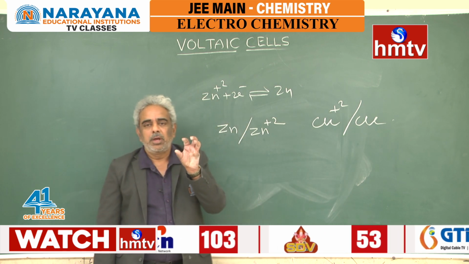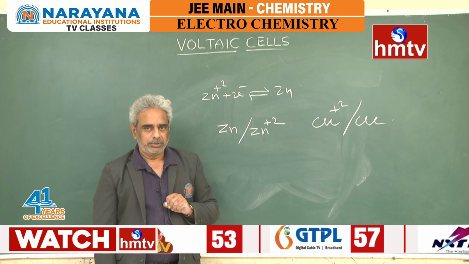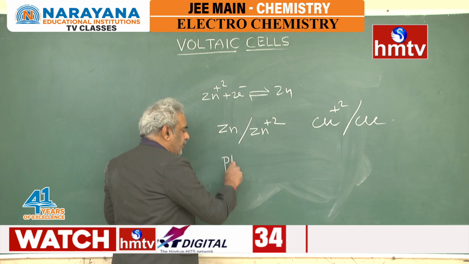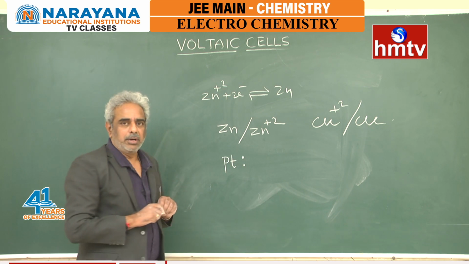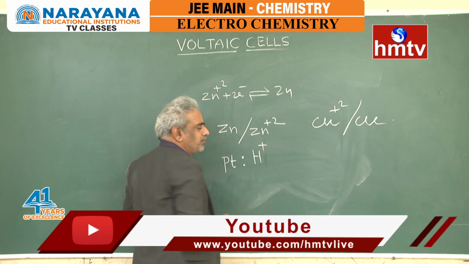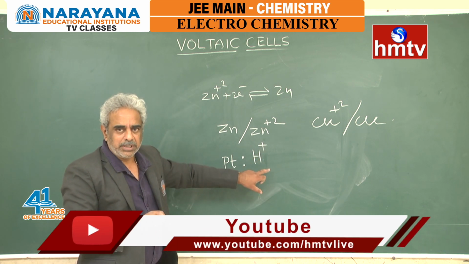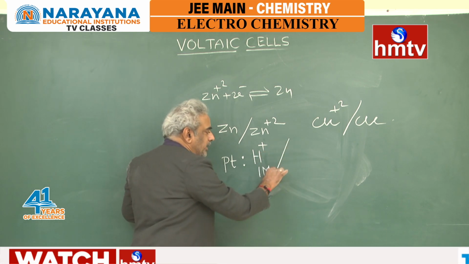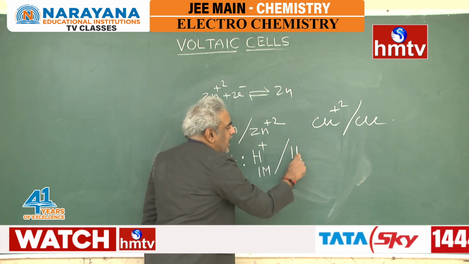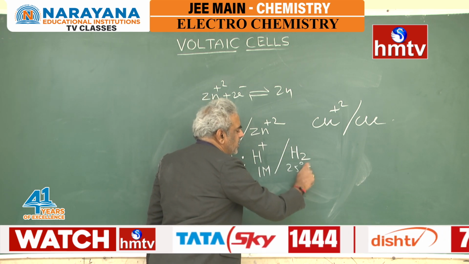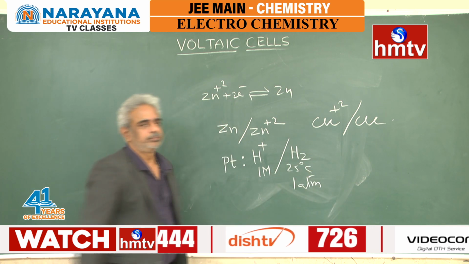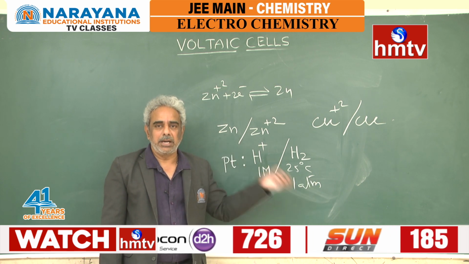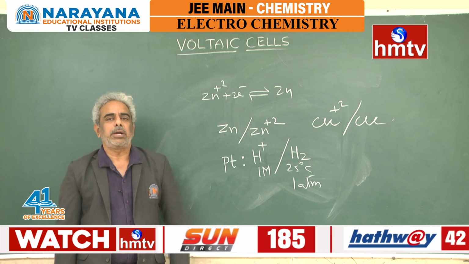How to show the standard hydrogen electrode? Hydrogen gas is not directly connected in the circuit. So, we have to show platinum, double dot, H plus ions. You dipped platinum in H plus ions with 1 M concentration, which is in contact with hydrogen gas at 25 degrees C and 1 atmosphere pressure. This is the representation of the standard hydrogen electrode. Like this, you can represent all electrodes.